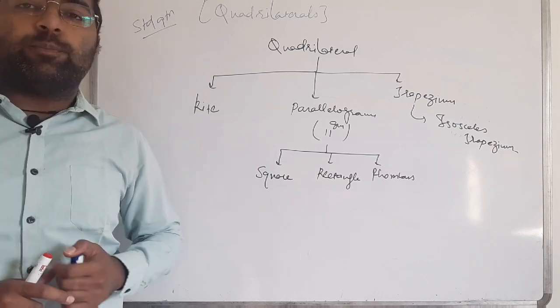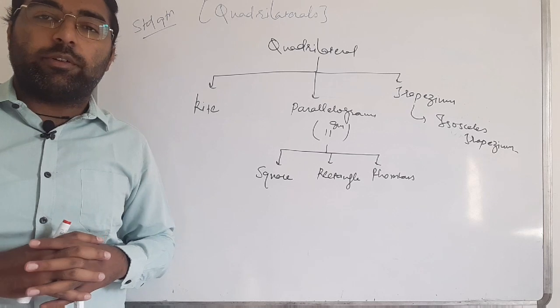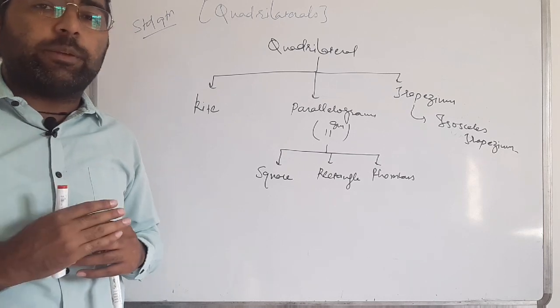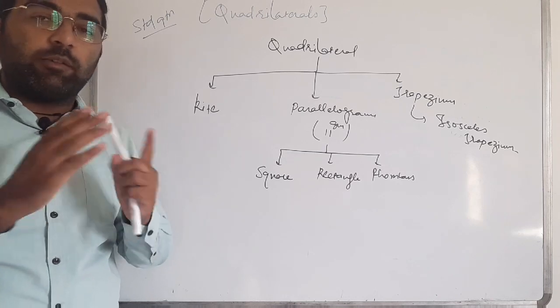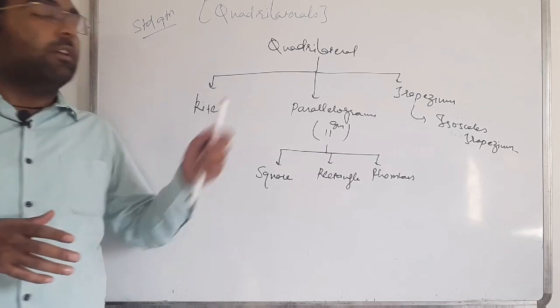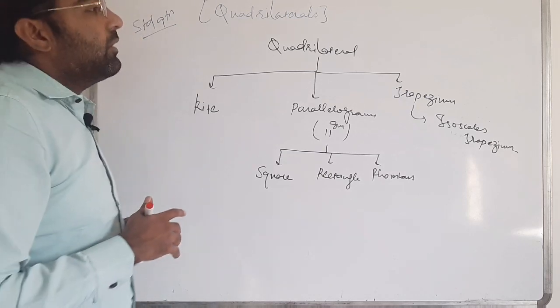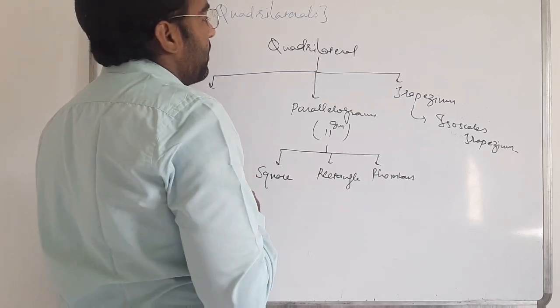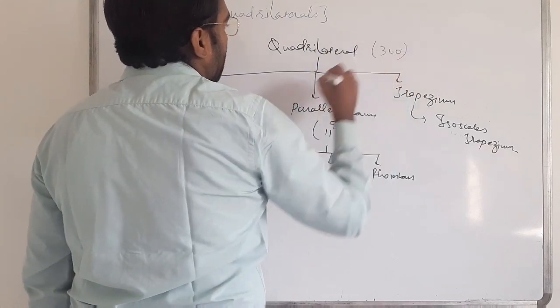Now, as we know, the angle sum property of the triangle is 180 degrees. The sum of all angles of a triangle is 180 degrees. Same as that, in the quadrilateral, the angle sum property is equal to 360 degrees. The sum of all angles of a quadrilateral is 360 degrees. Clear?